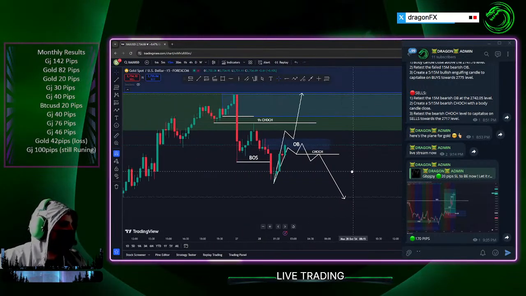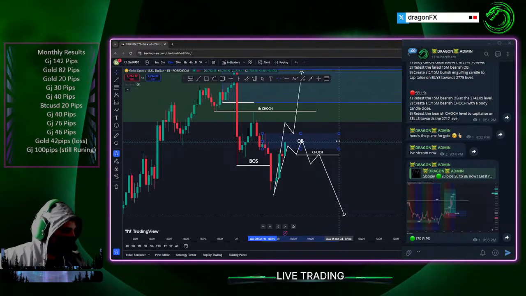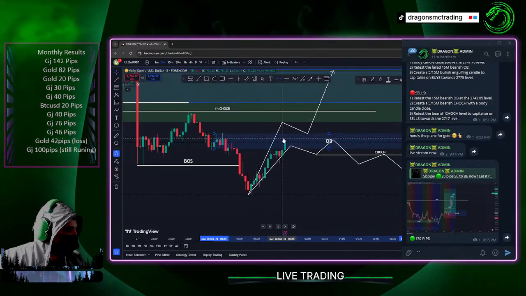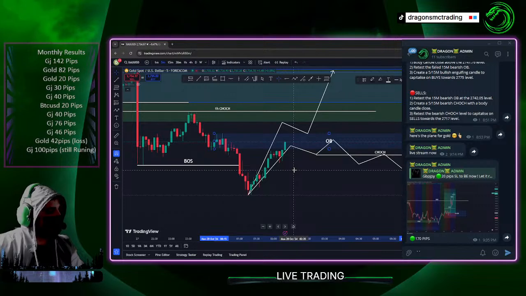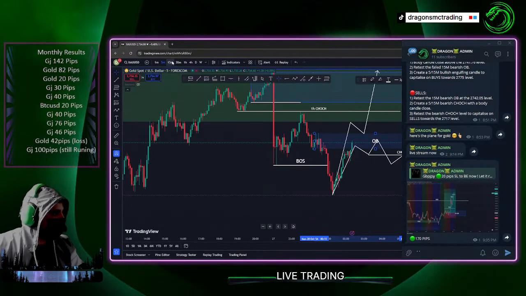Alright, like I said, I need to see price respect this OB. If price respects this OB and gives me a 5 or 15-minute bearish change of character to the downside with a body candle close, all I need to see is a retest to capitalize on some sells.